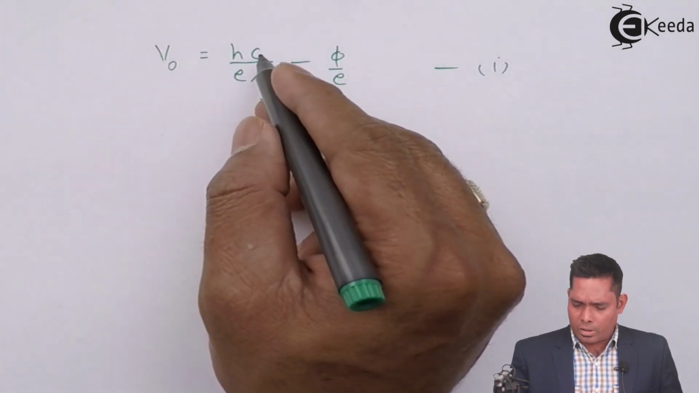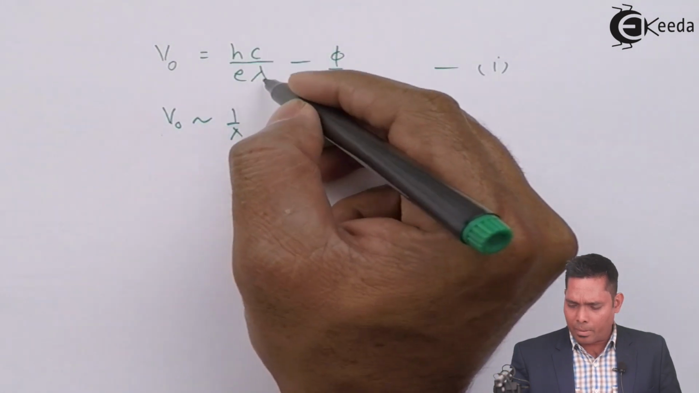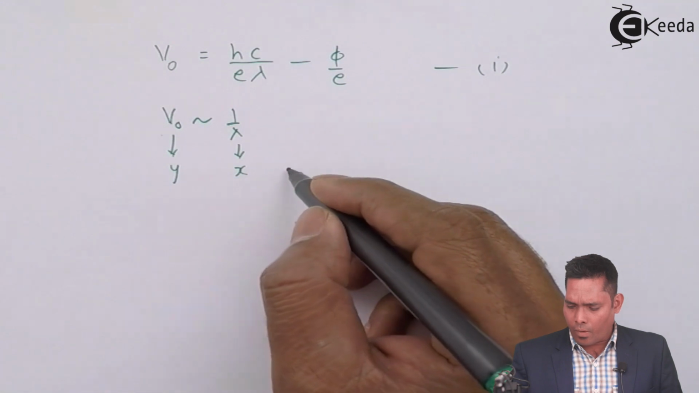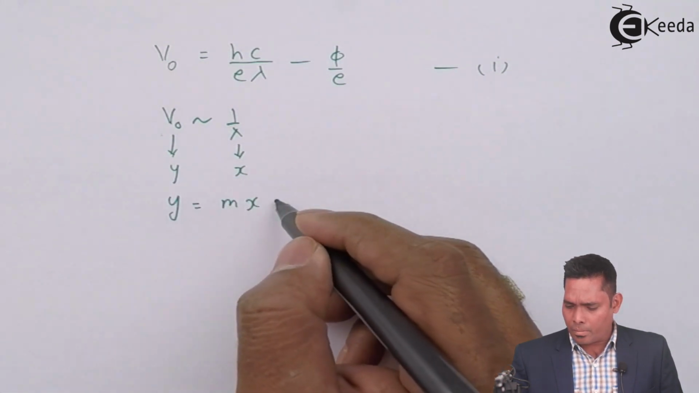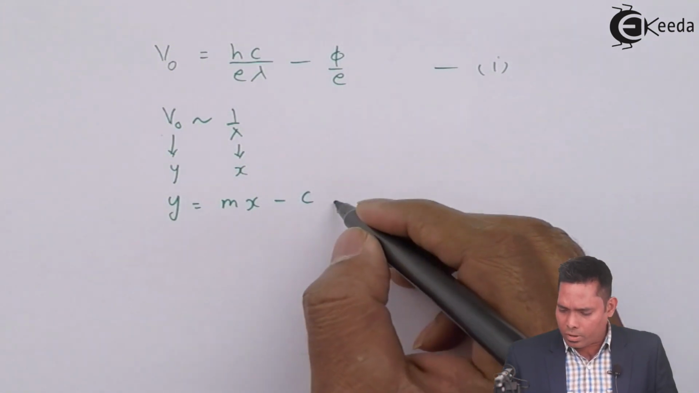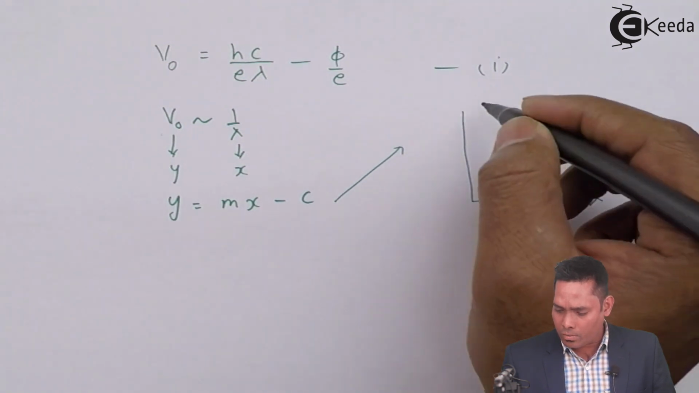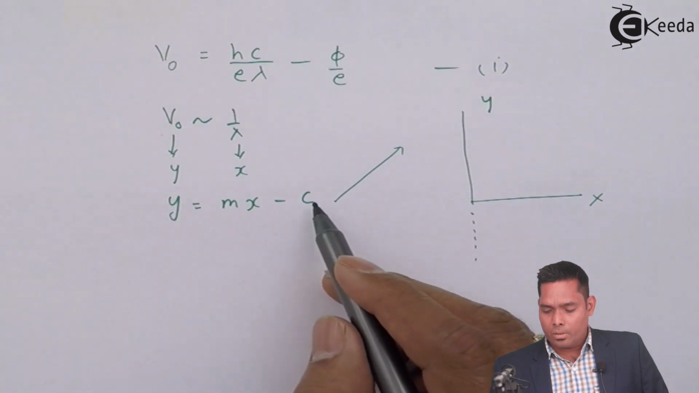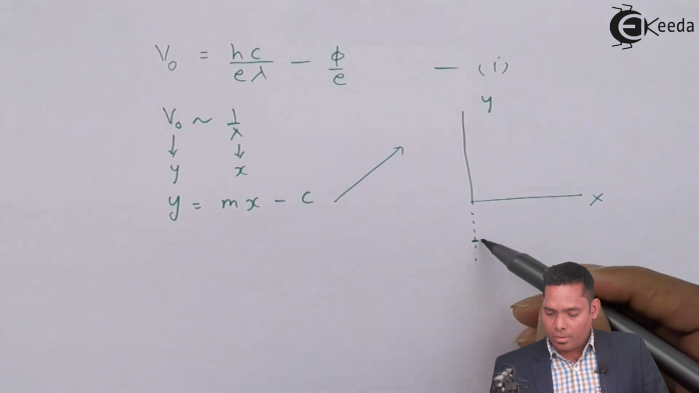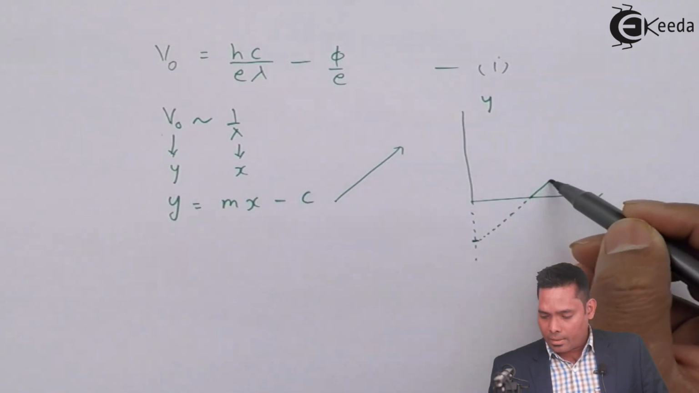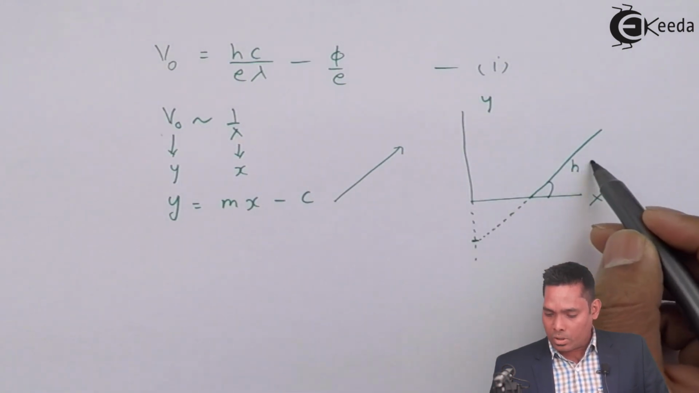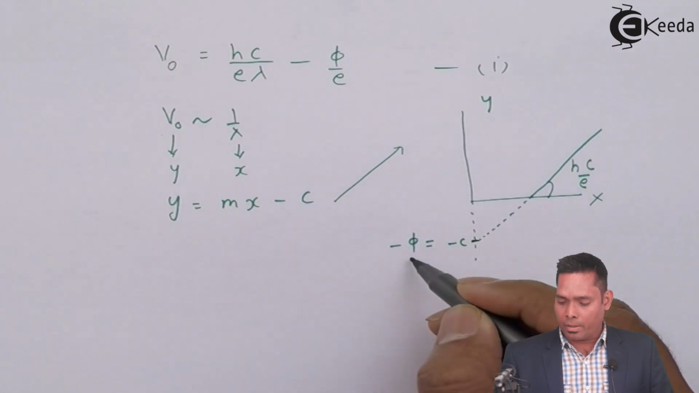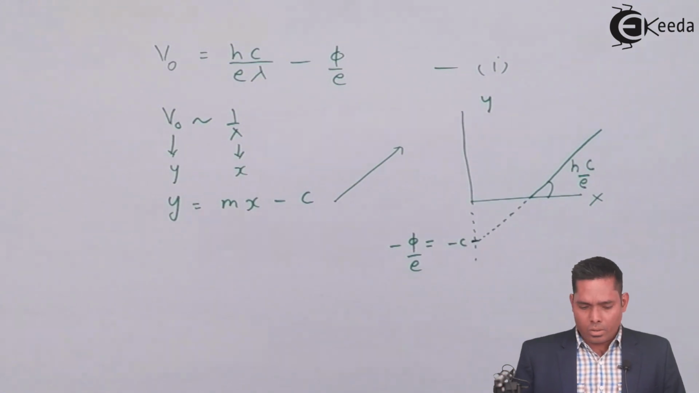First let me plot the curve for V naught versus 1 by lambda. If I take 1 by lambda as x and V naught as y, then this equation will be of the form y equals mx minus c. If this is x and this is y, the graph has a negative y-intercept, minus c, somewhere here, and the graph will be a straight line with slope hc by e. The intercept is minus phi divided by the charge of the electron. So this graph is correct.